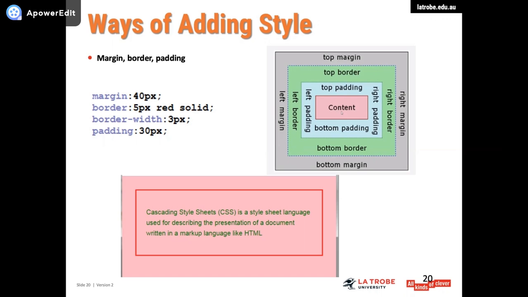You can change the thickness of each area, like margin, border, and padding. And for the border, you can change the border width. By giving different values, you can change the thickness of the different areas.